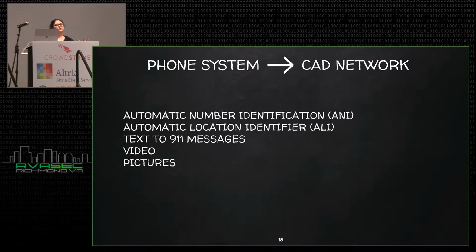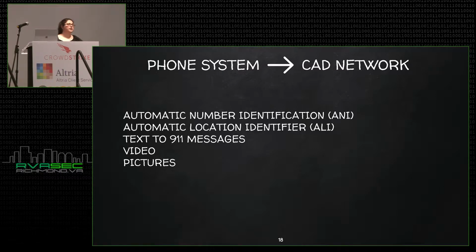So the phone system has to send its data to the CAD network somehow. I'll tie this all together, I promise. The phone system sends automatic number identification, or ANI, or automatic location identifier, or ALI. They also do text and 911. That's all done over analog 911 currently, or E911, and that is done through a serial cable. And I think most places are.